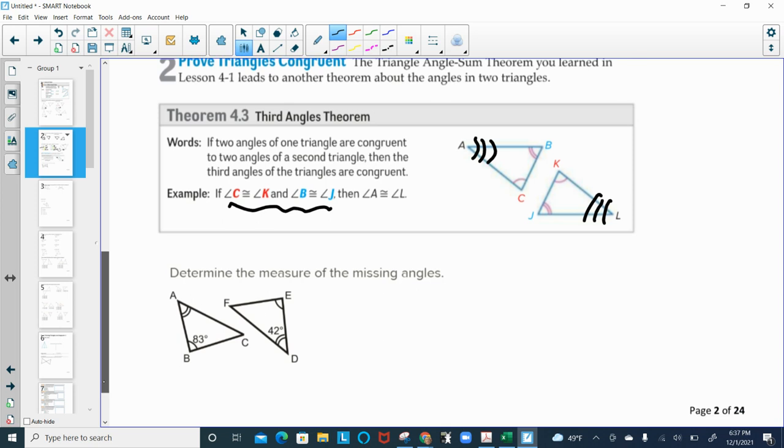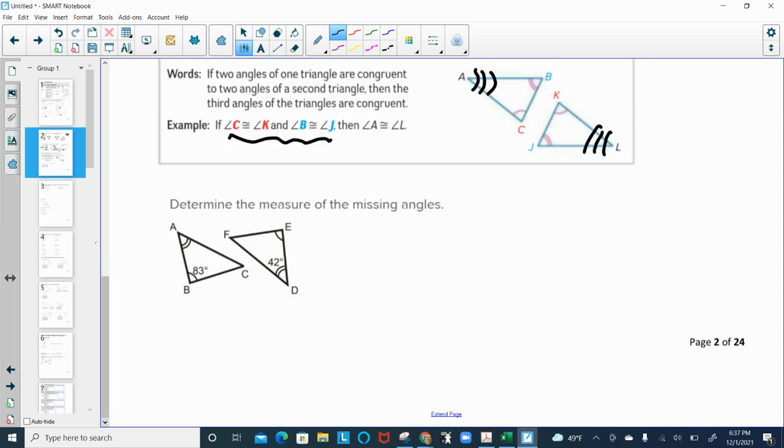So using that information, let's fill in this information at the bottom. Angle B has 1 arc mark. So does angle E. So angle E is 83. Angle A has 2 arc marks. Well, so does D. So angle A is 42 degrees.